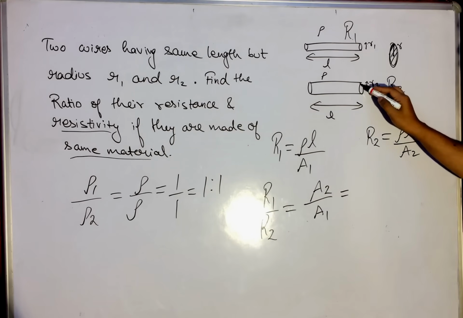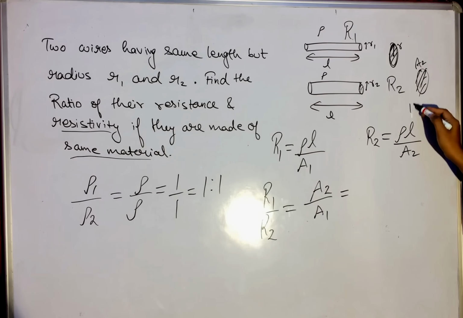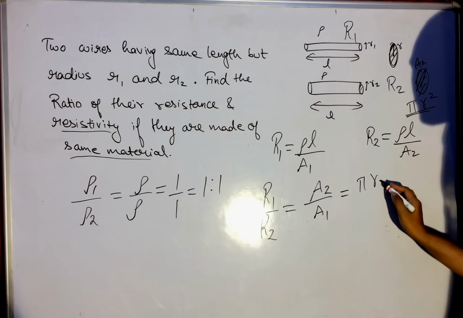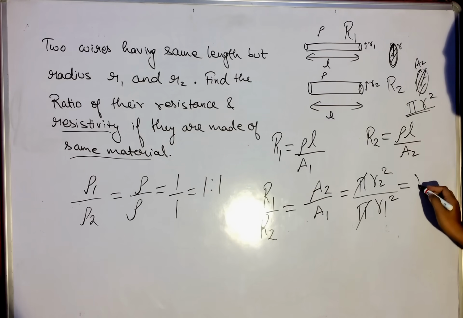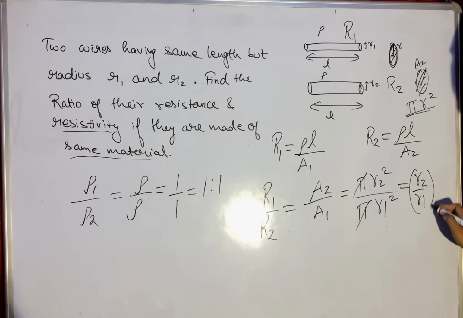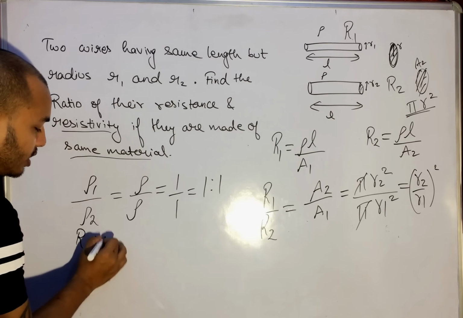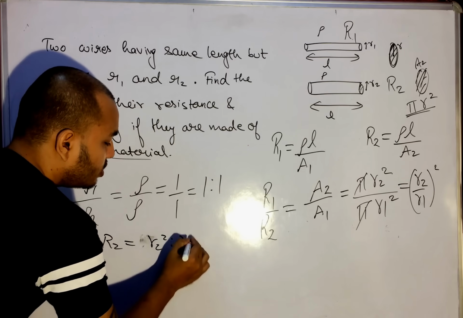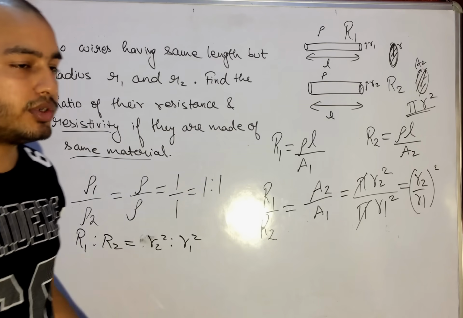Now what is the area of this wire? This is A2. What is the area of a circle? Area of a circular cross section is pi r square. So A2 will be pi R2 square, and A1 will be pi R1 square. Pi cancels, leaving R2 upon R1 square. So the ratio of the resistance R1 is to R2 is R2 square is to R1 square. Okay, so this is the method to solve such kind of questions.